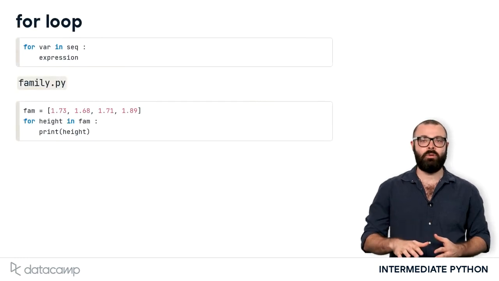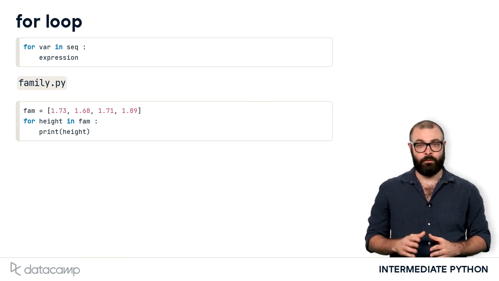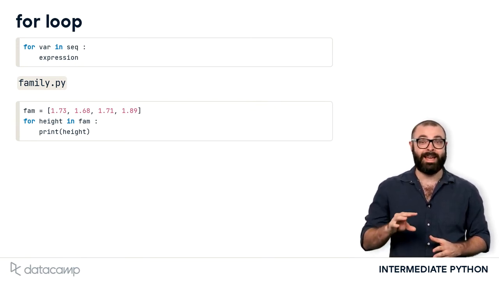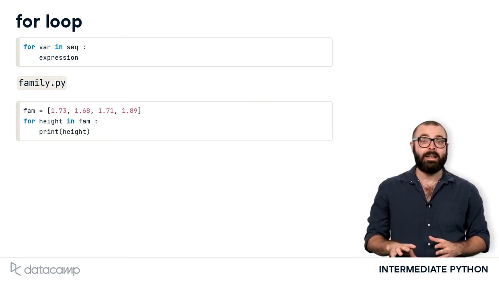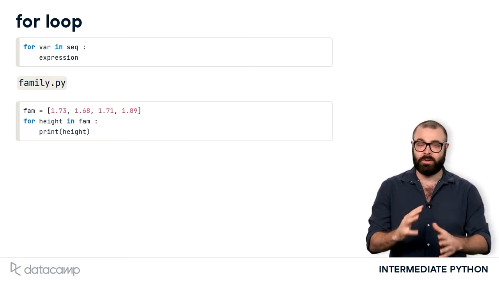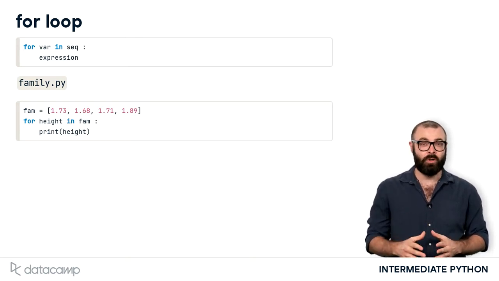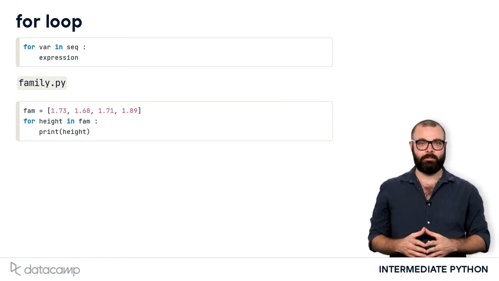Let's wipe the print calls and start a for loop. For height in fam, followed by a colon, this means that I want to execute some code for each height in the fam list. Height is an arbitrary name here. I could just as well call it h or something else. Inside the for loop, on every iteration, I print out the value of height.